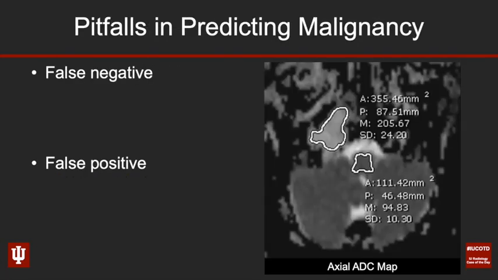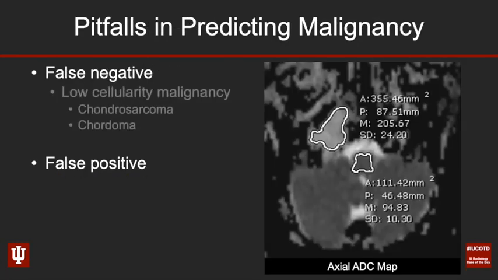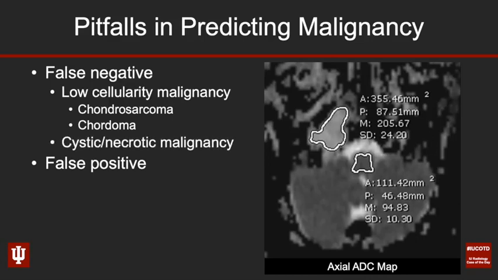So there are, as I said, some false negatives and false positives. Important false negatives to know about would be that of low cellularity malignancy, and really the classic cases of that would be chondrosarcoma and chordoma, which tend to have relatively high mean ADC values, as well as areas of cystic or necrotic change within the malignancy.